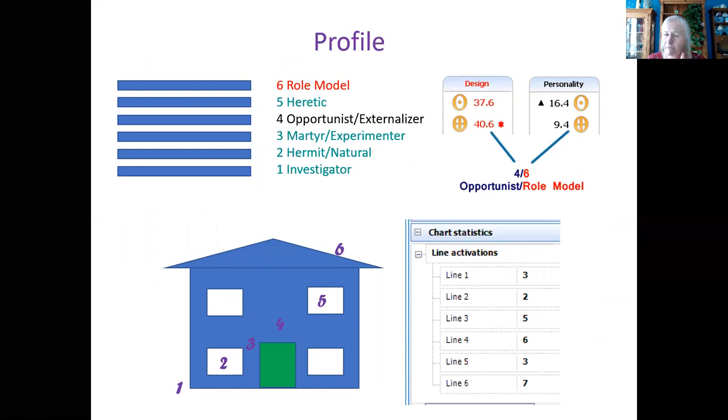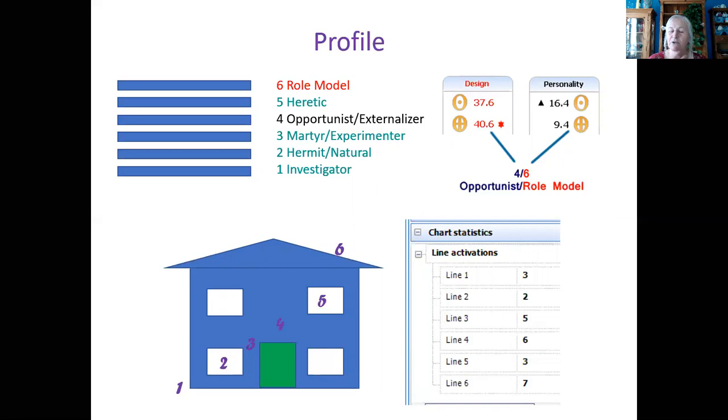So the profile is taken from your personality, sun and earth, and it's the number after the dot. So in this example I've given you here, this person is a 4-6. 4 is the opportunist, also named as the externalizer, and 6 is the role model. There are altogether, I think, 12 different profile combinations. So you can look up your numbers, go and look up online what that means, because this is a significant aspect of how you live out your life through this profile.